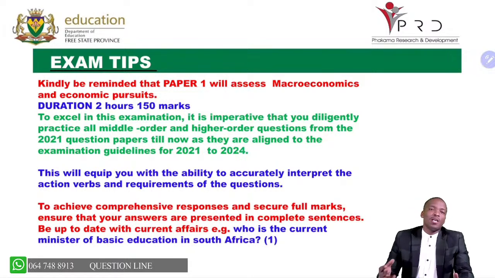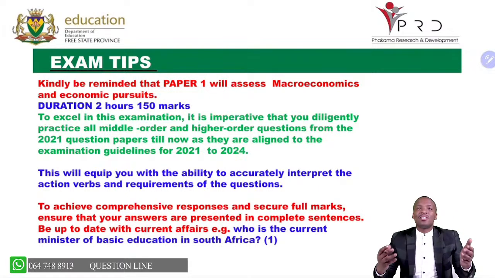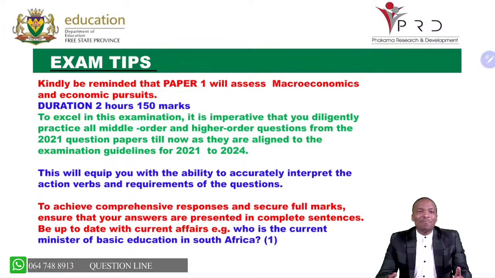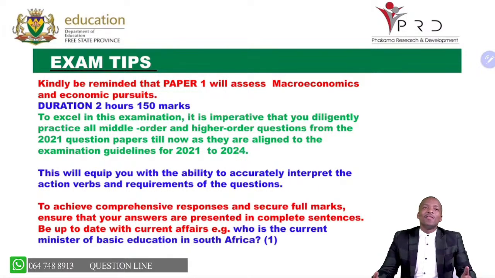Furthermore, this one is very important, where we say you also need to be updated with current affairs. Just as a teaser to start this session, I will ask all of you to say, who's the current Minister of Basic Education in South Africa? That's a 1-mark question. And if you're going to say it's Mme Angie Motshekga, you're going to get 0, because she's no longer the Minister of Basic Education, but she's now the Minister of Defense.